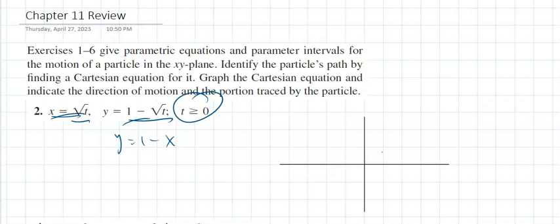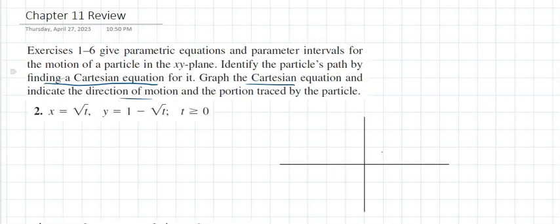So chapter 11 review part 1, we're going to start our review with review of parametric equations. What do we have? Find Cartesian equations, sketch a graph, make sure you show direction. And here I notice that x is square root of t. I could simply use substitution, and that's how it looks.